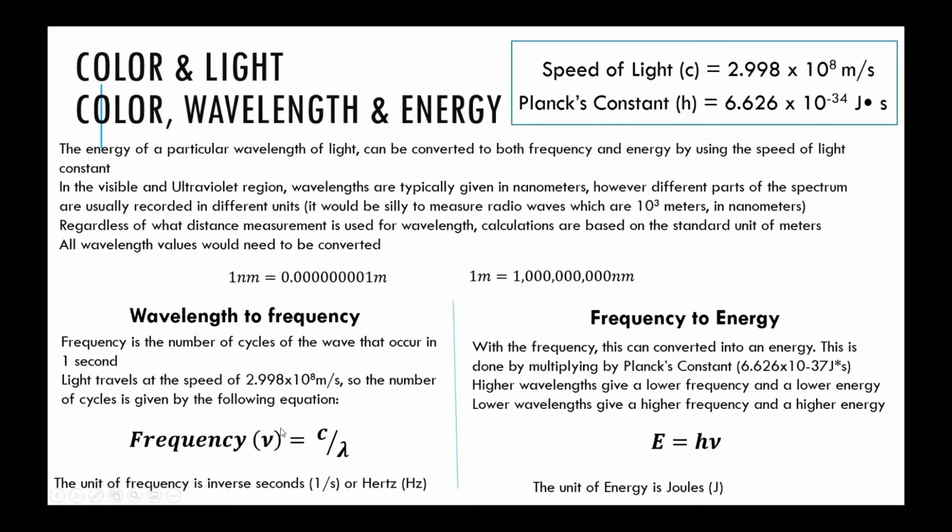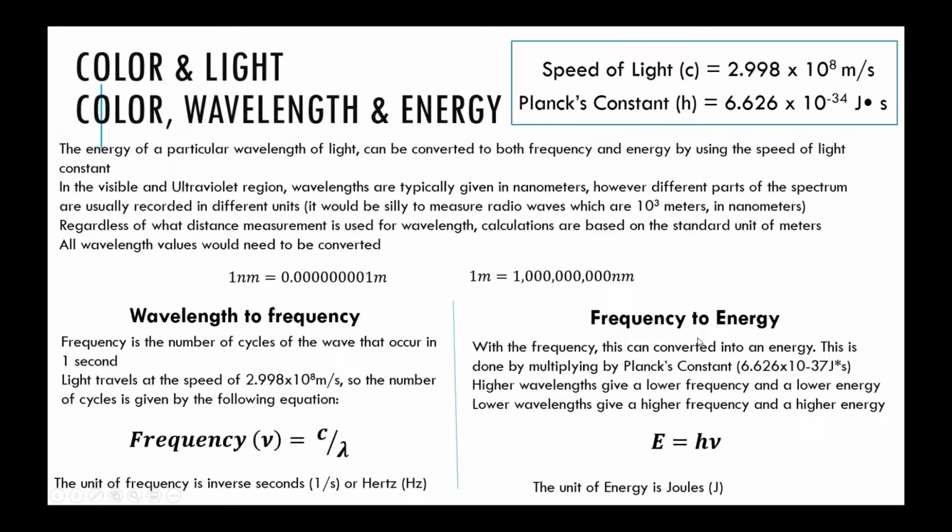And that's related to the speed of light. So the frequency is the speed of light divided by the wavelength in meters. That way, since the unit of speed of light is meters per second, when you divide this by a distance, so how many meters the light travels, it gives you how many times per second the light will go up and down in that wave.